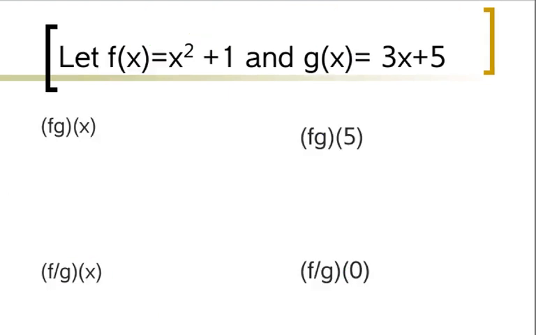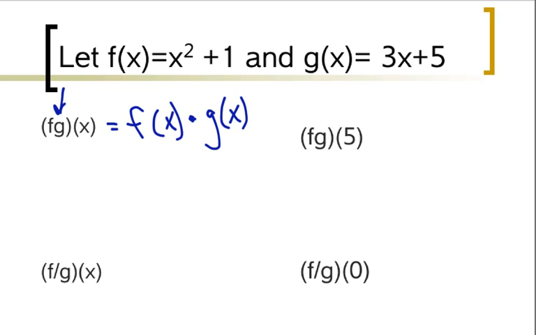So we're going to take a look at some more, but this time instead of addition and subtraction, we're going to do multiplication and division. In the first one, we've got f and g together. Now what that means is you're supposed to actually take your f of x function and times it by your g of x function.